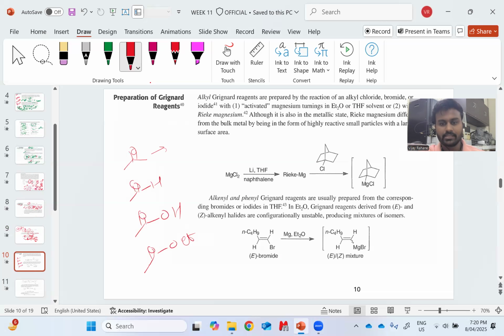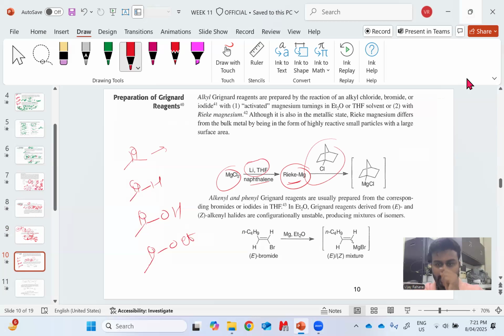So how is this reagent getting prepared? To prepare this Grignard reagent, there are different methods. So this was the first method, which is the Rieke magnesium method, and in this one, the magnesium chloride and the lithium are used, and it forms the Rieke magnesium reagent. And this reagent, if you treat it with such a chloro compound, it forms the MgCl. This was the first report. And because of this bulk, the metal is in the form of highly reactive small particles, with a large surface area.